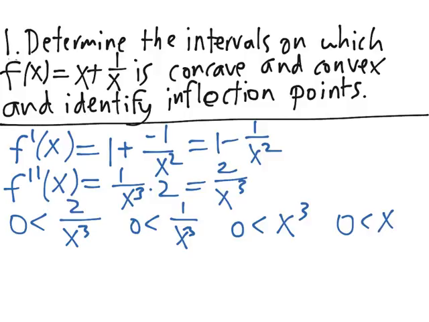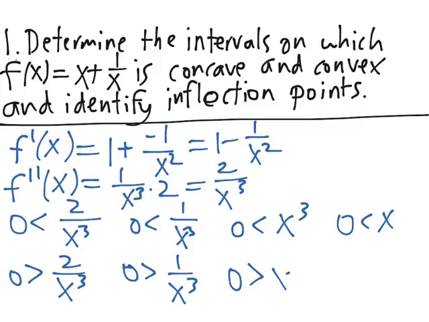Now for where the function is concave, we have 0 is greater than 2/x³. We can follow the same procedure to say 0 is greater than 1/x³, and then 0 is greater than x³, or 0 is greater than x. So this tells us that the function f is concave all the way up until x equals 0, and then it becomes convex from x equals 0 on to infinity.